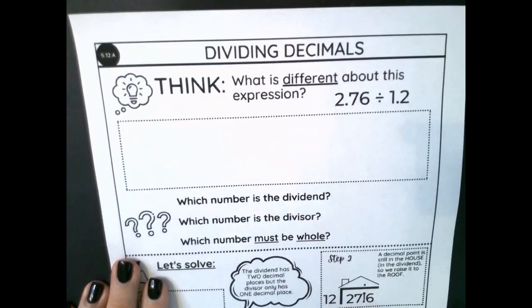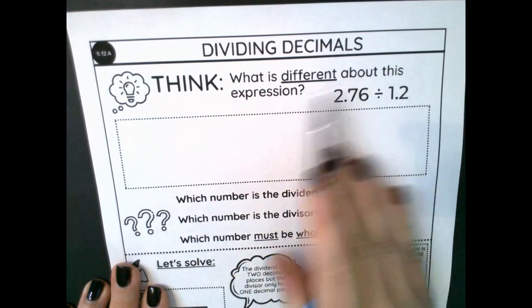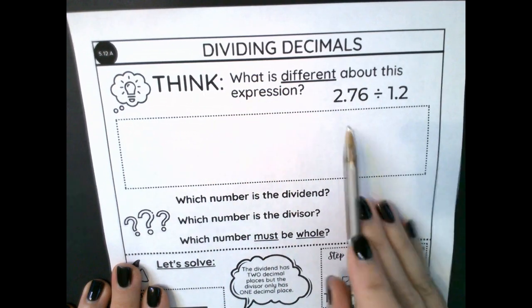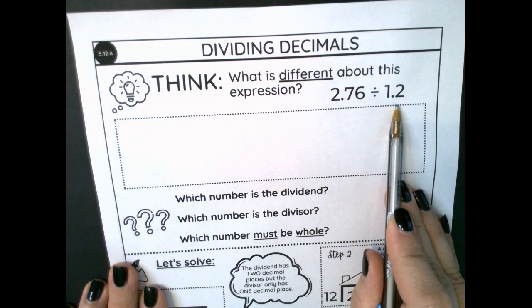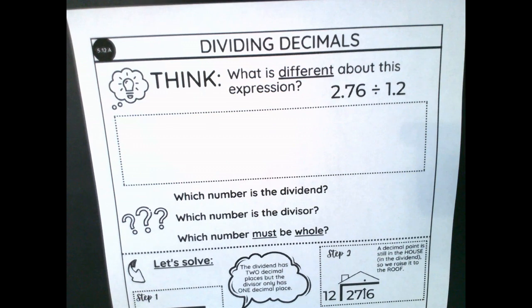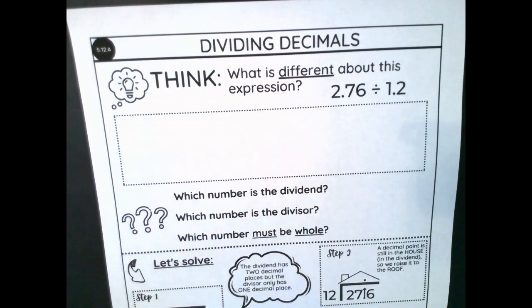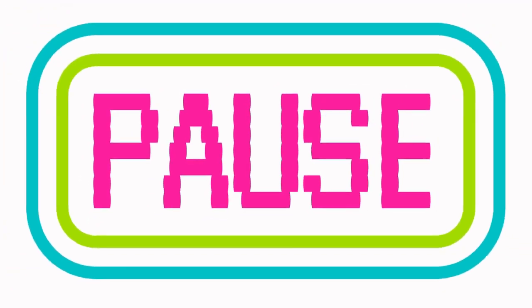Let's look at page 4. This is a think question. It says, what is different about this expression? We have 2 and 76 hundredths divided by 1 and 2 tenths. I want you to pause, think, and write in this box what you see that is different about this expression than the ones we've looked at thus far. Go ahead and pause.